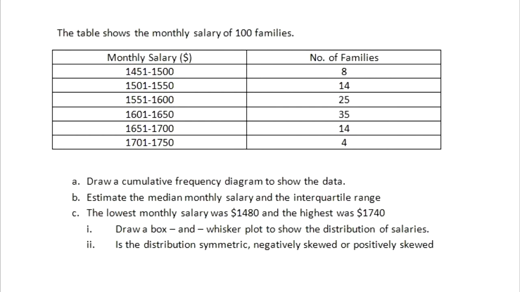A part, draw a cumulative frequency diagram to show the data. B, estimate the median monthly salary and the interquartile range. C, estimate the 65th percentile. D, the lowest monthly salary was $1,480 and the highest was $1,740. First part, draw a box and whisker plot to show the distribution of salaries. Second part, is the distribution symmetric, negatively skewed or positively skewed?